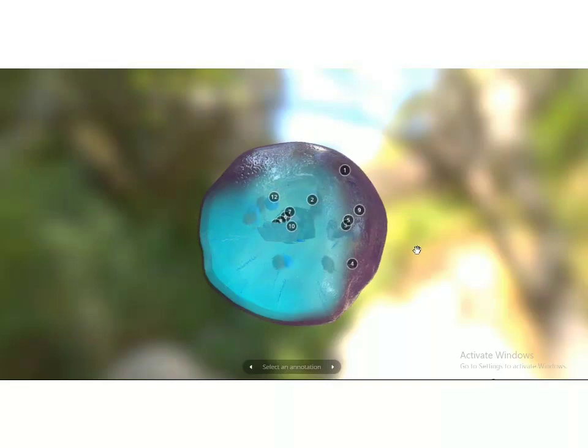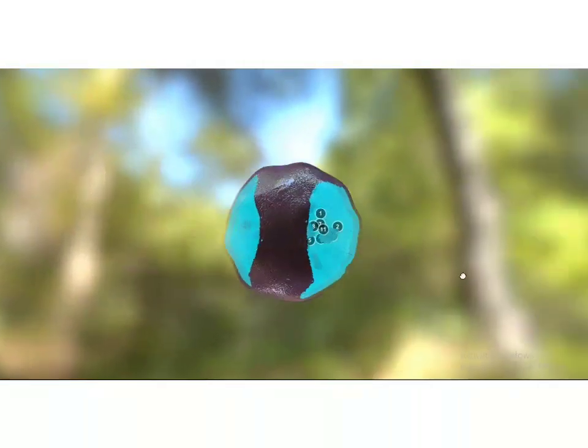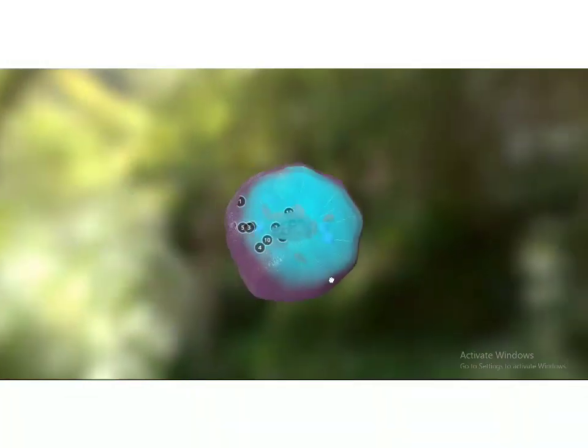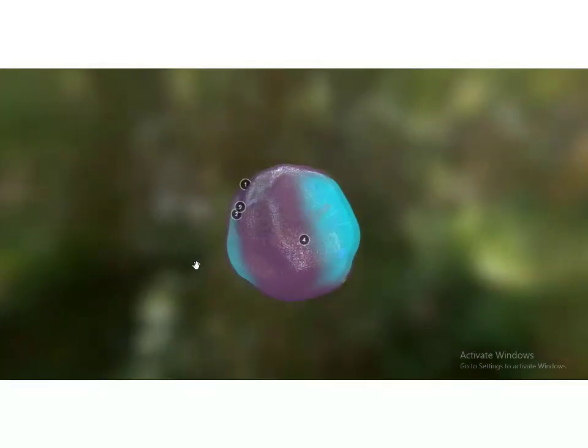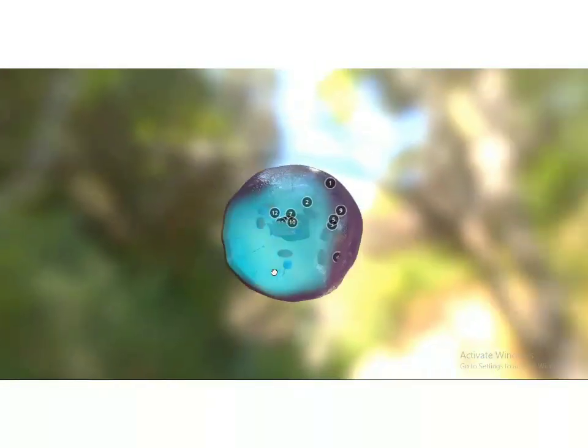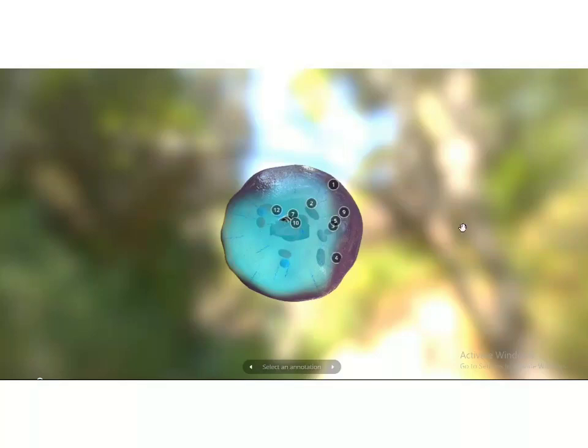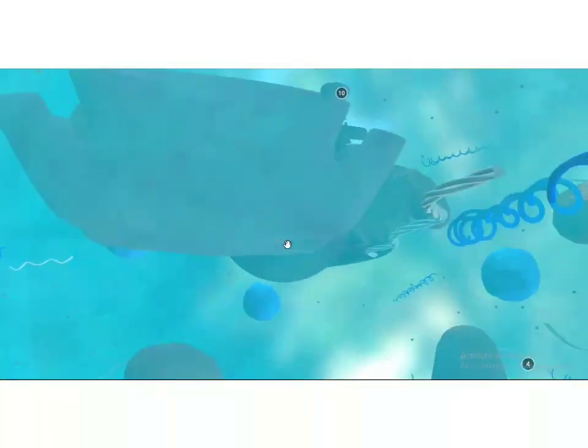Now let's see the animal cell. This is the animal cell. Actually, plant and animal cell structures are almost the same. Just the animal cell has no outer cell wall. So the outer layer of the animal cell is the cell membrane only. No cell wall. All other things are similar.